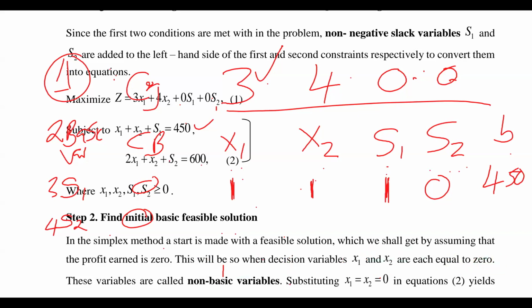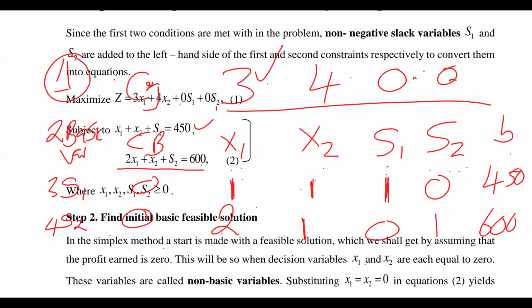And then you come down to this other one. We are following the second constraint. This will be 2. This will be 1. Then for S1, what will be the coefficient? 0. Then for S2, it's 1. It is equal to 600, right? Why is x1 0, then x2 1? What's the difference there?